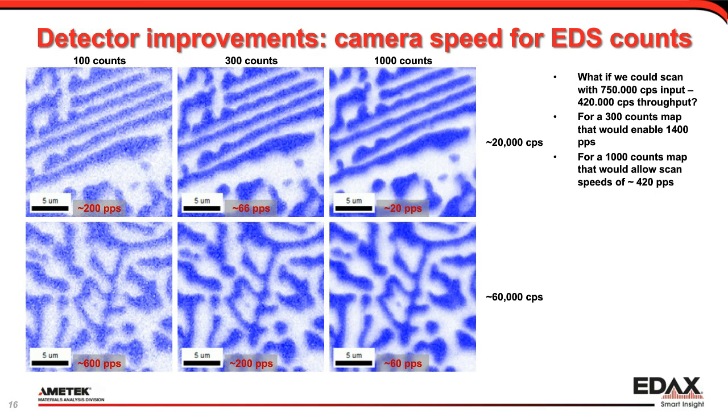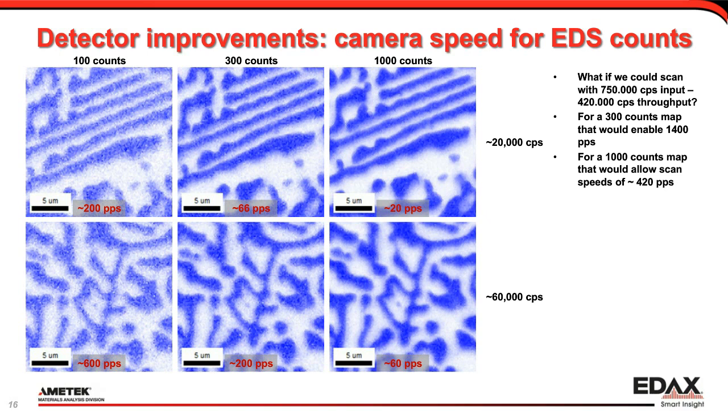The EDS maps on this slide show the chemical contrast that is obtained when the maximum number of counts in a single pixel would be 100, 300 or 1000 counts. With 20,000 counts input, that would dictate scanning speeds of 200, 66 or just 20 points per second. Increasing the count rate to 60,000 counts effectively triples the speeds that may be used to get the same quality EDS maps. In the past, typical collection speeds were limited to 10 to 50 points per second.